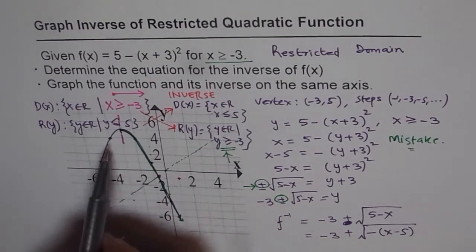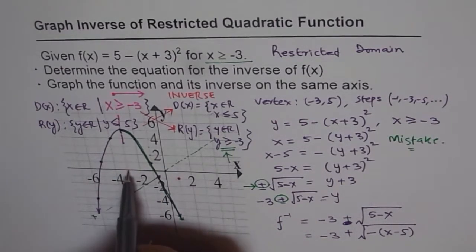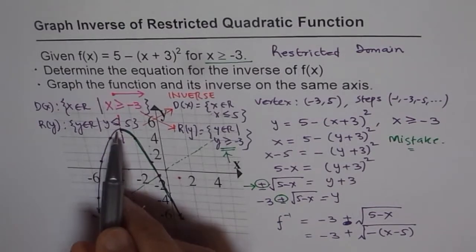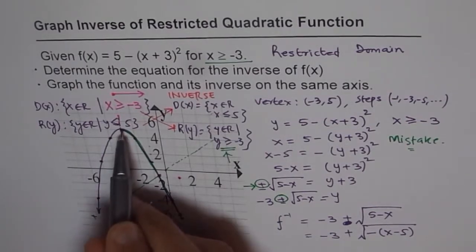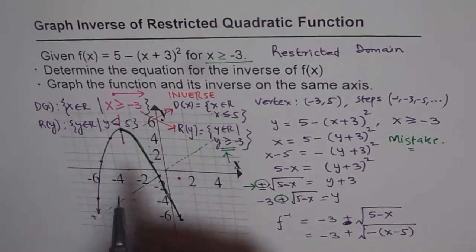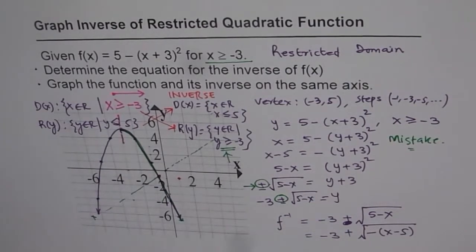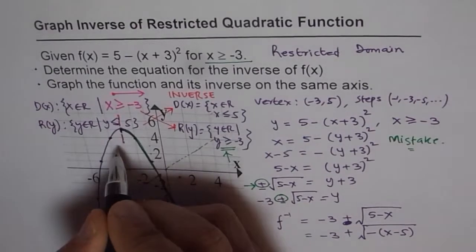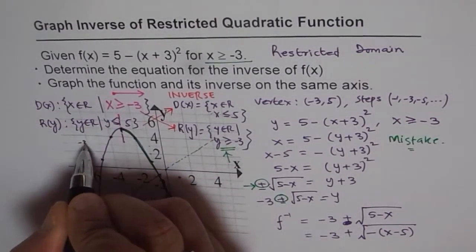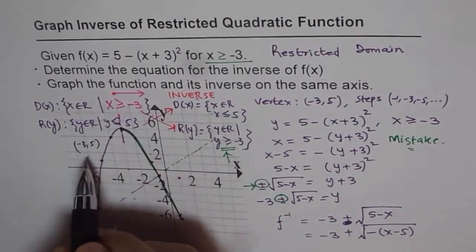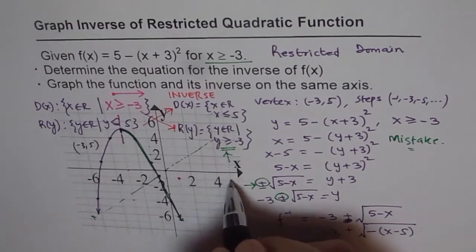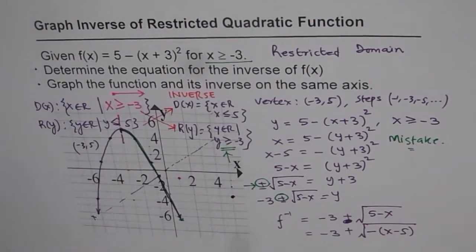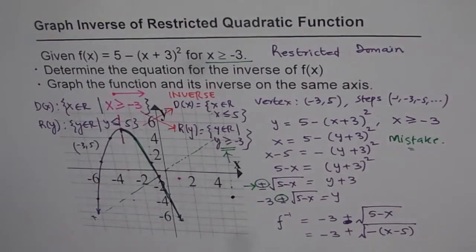Now the vertex is at minus 3 and 5, right? So when you flip minus 3 and 5, it becomes 5 and minus 3, right? Let me write it down here. The vertex is minus 3 and 5, so we are looking for a point which is 5 and minus 3. So we get 5 and 1, 2, 3. So that is the point we are looking for. That is by flipping.